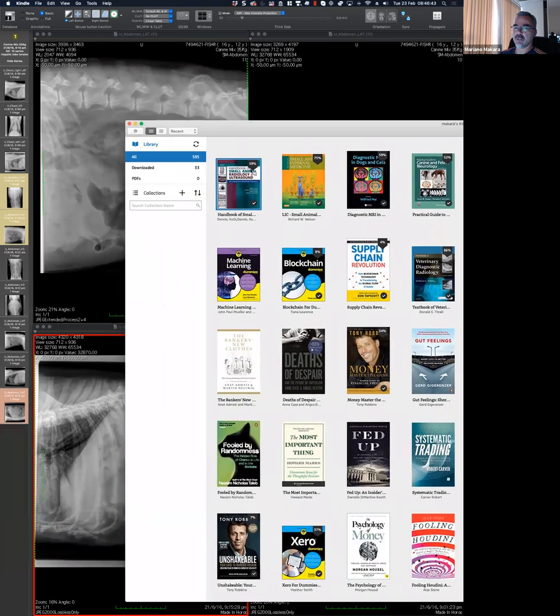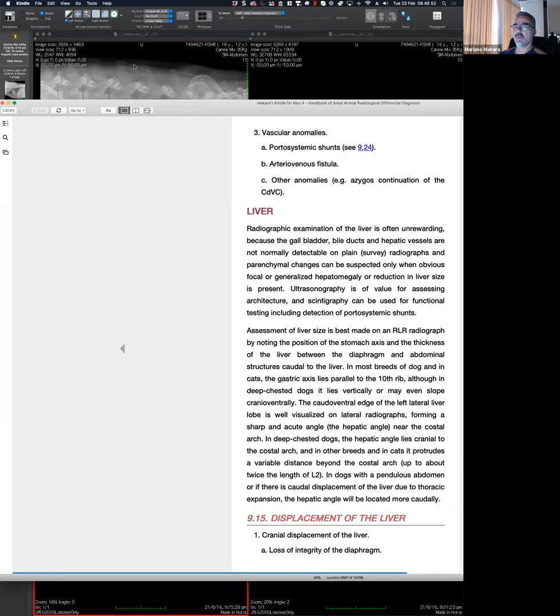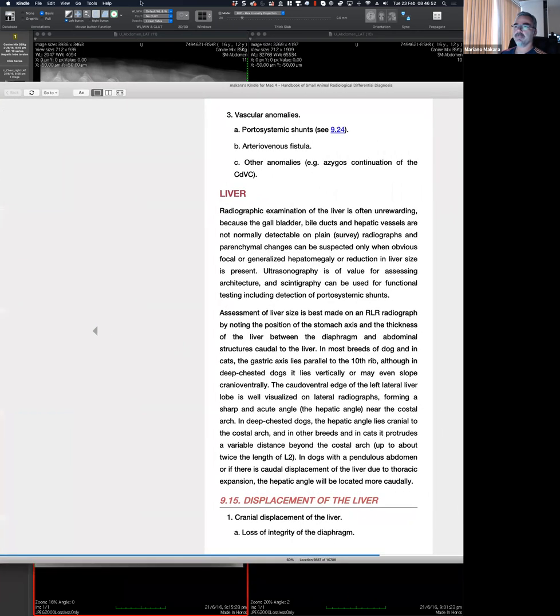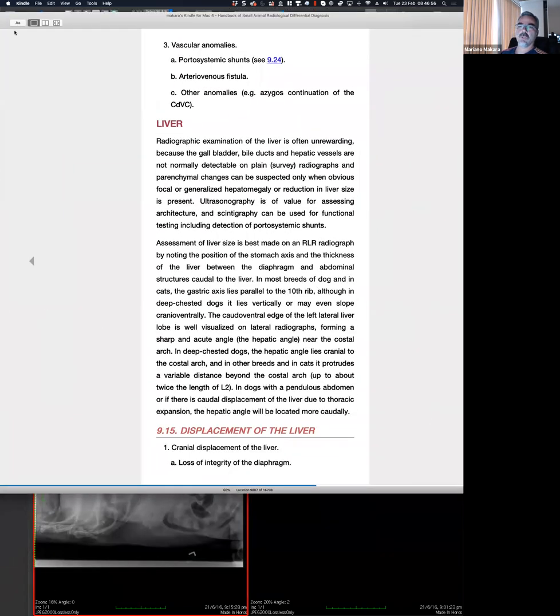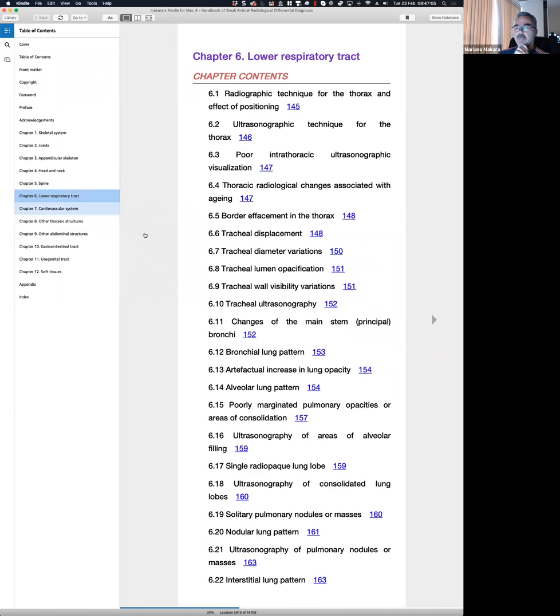The one I was thinking of is called Handbook of Small Animal Radiology and Ultrasound. It's an interesting book. I like the way that it's written. I'll show you. Basically, it's differential diagnosis, and this is how you search. It's based on features. So for example, body effacement in the thorax, that's huge, and then they go through that. Tracheal displacement, and then let's go there.